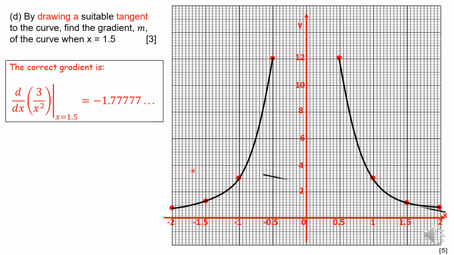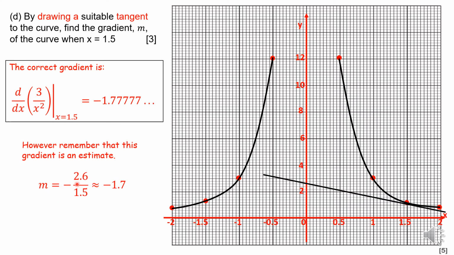But what you need to do is draw yourself a line that touches that particular point, and I use that point, for example, when I do my gradient. The line goes in the negative direction, so the gradient will be negative. So I get about 2.6 where the line cuts here, and obviously this is the point 1.5. And when I divide the two, I get negative 1.7. So anything in the region between negative 2 and negative 1.8 will be accepted, because it all depends on the smoothness of your curve.